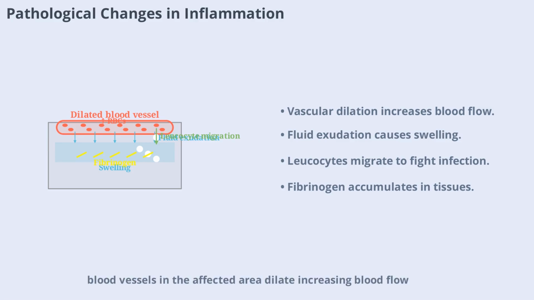First, blood vessels in the affected area dilate, increasing blood flow. This is followed by the exudation of fluid from blood vessels into surrounding tissues, leading to swelling. White blood cells, particularly leukocytes, migrate into the tissues to fight off infection or clear debris. Fibrinogen, a protein involved in clotting, accumulates in the spaces between cells. These changes reach their peak within 6 to 8 hours if the irritation persists.